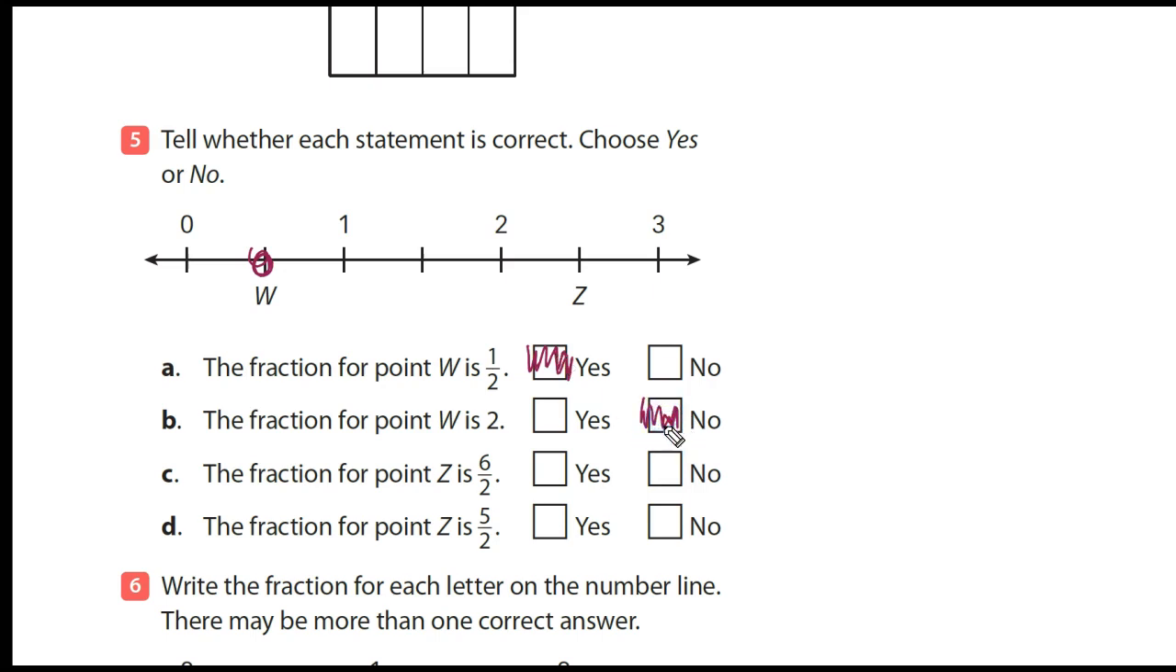Okay. The fraction for point Z is 6/2. Okay, but by the way, each line, my denominator is 2. And let's count. How many spaces are between 0 and Z? 1, 2, 3, 4, 5. That's 5/2. The question says that it's 6/2. Is that true? No. Okay, the fraction for point Z is 5/2. Yeah, so we just figured that out. So it should be yes, no, no, yes.